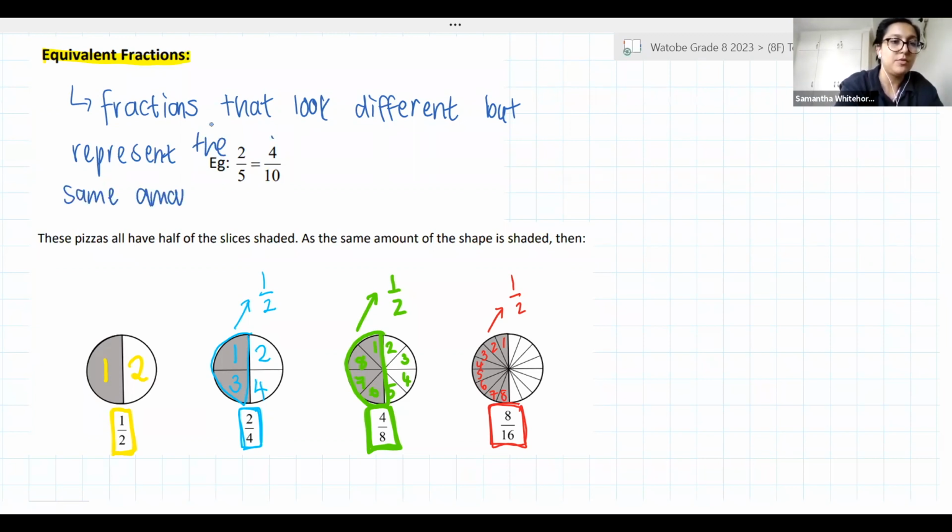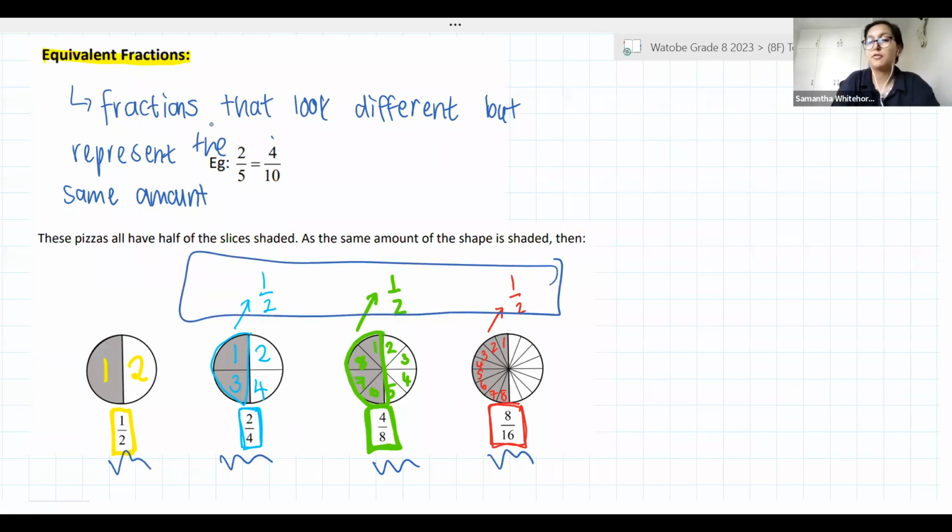And so if we go back to our pizzas, all of these fractions, a half, 2 over 4, 4 over 8, 8 over 16, actually represent half of my pizza. All right, so equivalent fractions are exactly that. Fractions that look a bit different, but actually represent the same amount. And we're going to chat about how we can find equivalent fractions as we go along. And this is sort of going to lead us into being able to work with common denominators and so on. So I'm going to leave that there in case you need to take a screenshot.